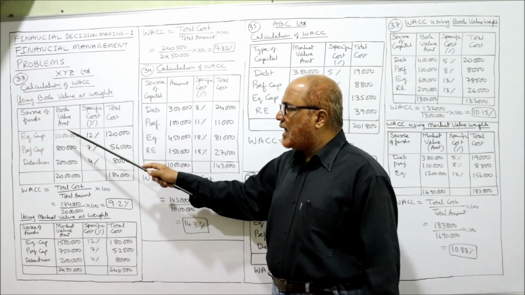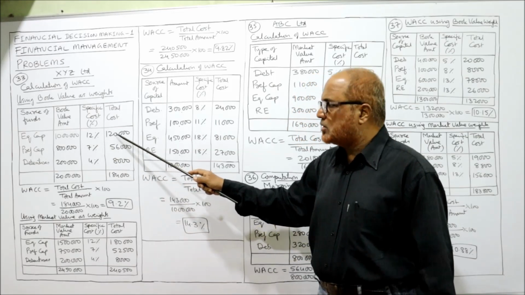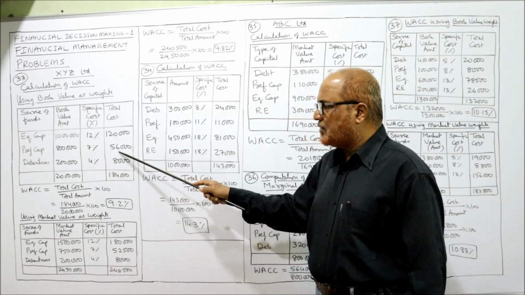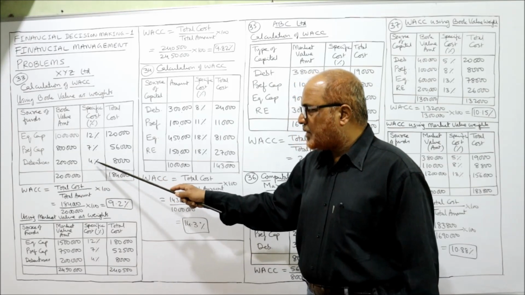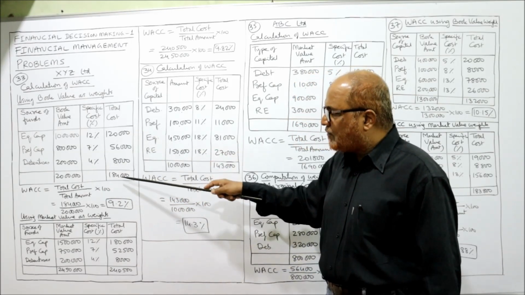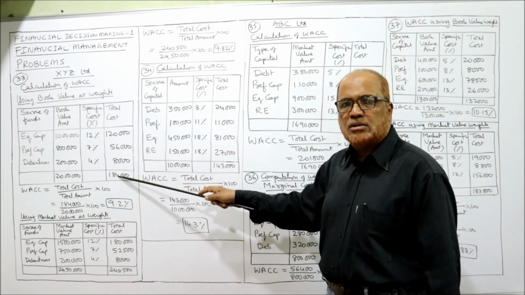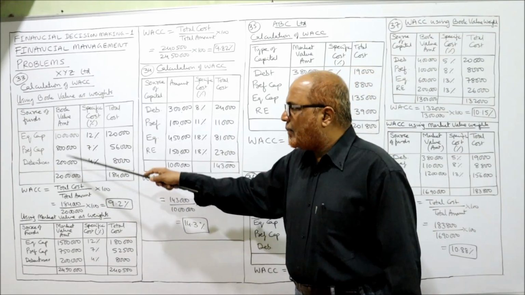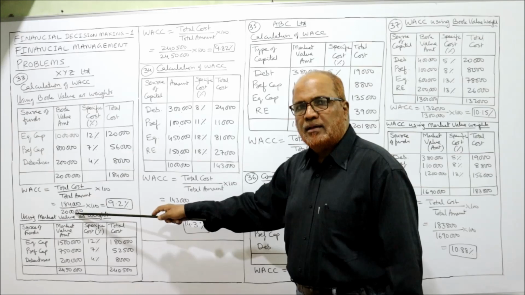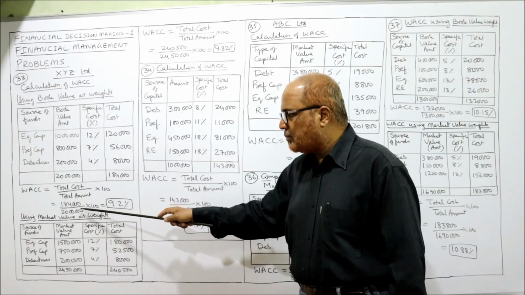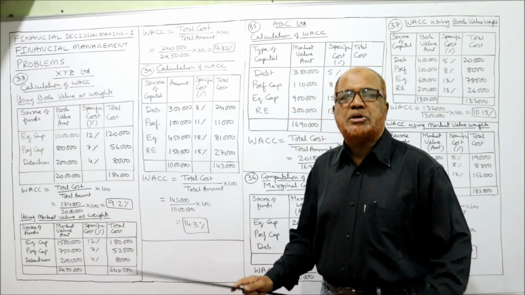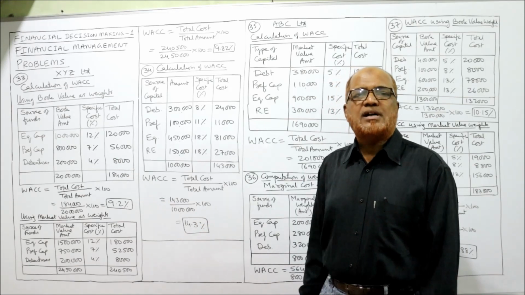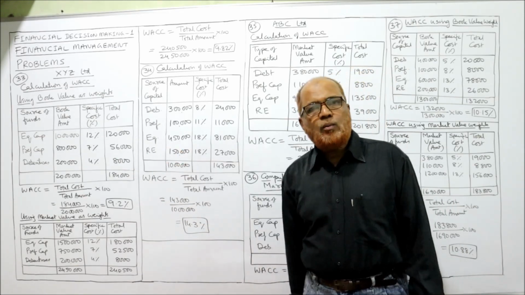Now multiply 10 lakh into 12%, 1,20,000. 8 lakh into 7%, 56,000. 2 lakh into 4%, 8,000. Take the total of cost, 1,84,000. 1,84,000 is the total cost and total amount is 20 lakh. So 1,84,000 divided by 20 lakh into 100, 9.2%, finished. This is the WACC using book value weights.